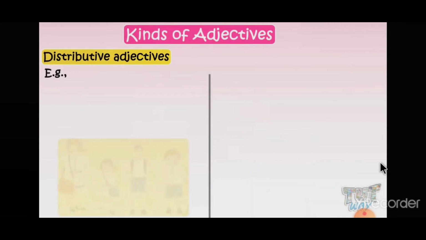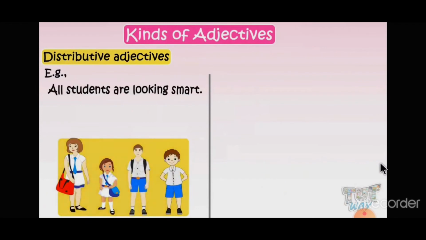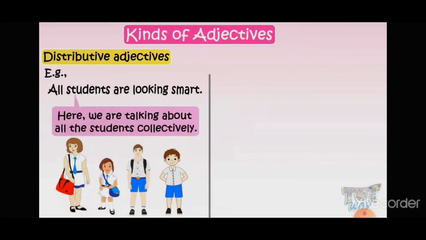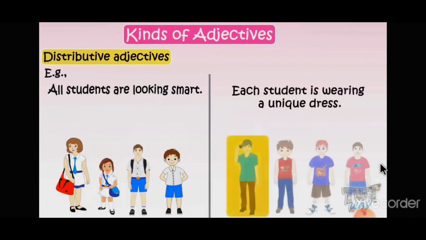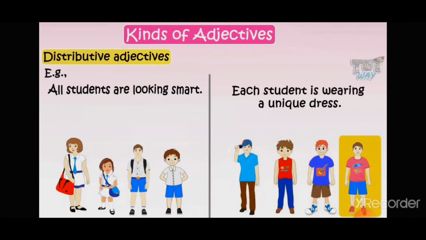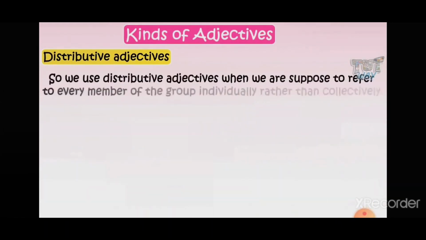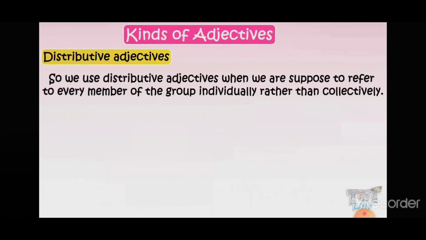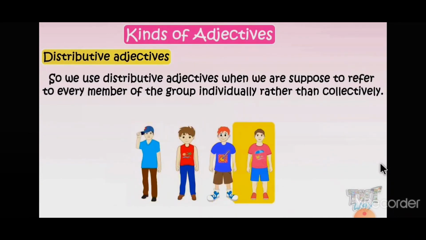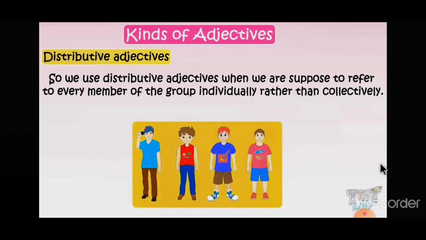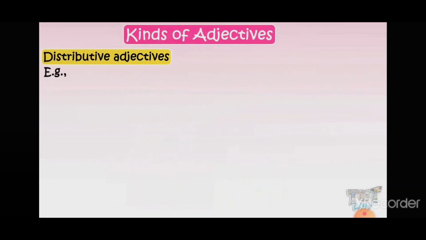Here we have another example. All students are looking smart. Here, we are talking about all the students collectively. Each student is wearing a unique dress. Here, the speaker is referring to all the students one by one. So we use distributive adjectives when we are supposed to refer to every member of the group individually rather than collectively as a group. Let's have a few more examples.